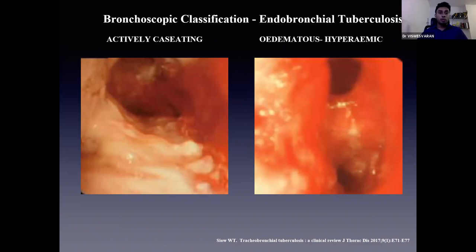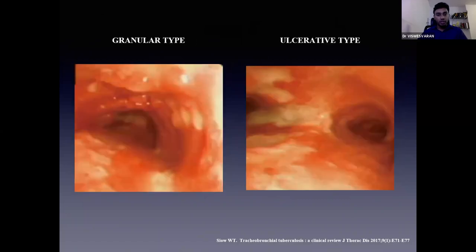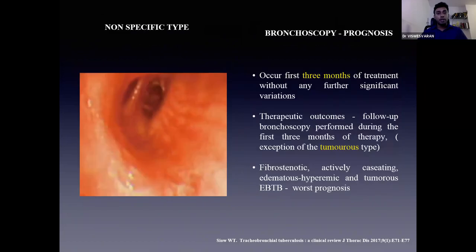So what is the role of bronchoscopy in patients in whom you suspect endobronchial tuberculosis? There has been a bronchoscopic classification of endobronchial tuberculosis. The first picture is the actively caseating form, while the second picture is an edematous or hyperemic form. And you can have a fibrostenotic type, a tumorous type, a granular type, an ulcerative type, and even a non-specific type with just erythema and edema.